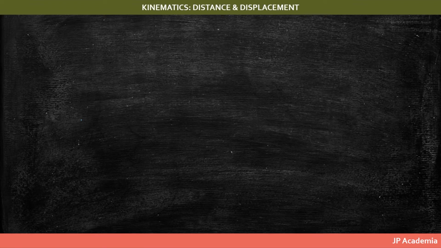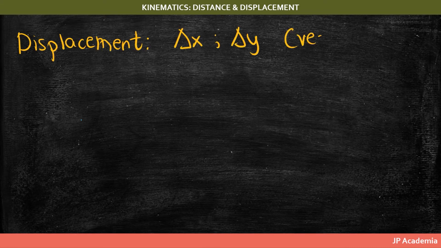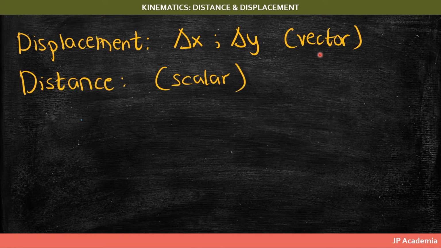Now let's start by defining displacement and distance. Displacement in physics refers to the change in position of the object. So this quantity has both magnitude and direction. Thus, it is a vector quantity. On the other hand, distance is a scalar quantity. Thus, it has a magnitude only.